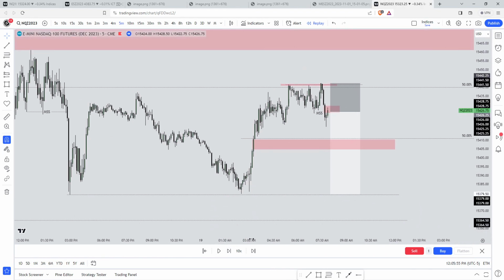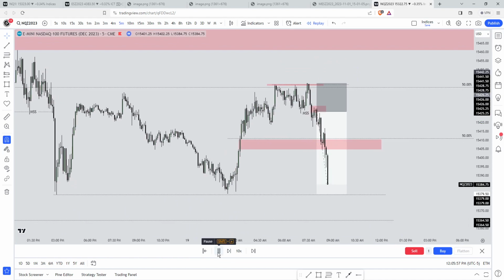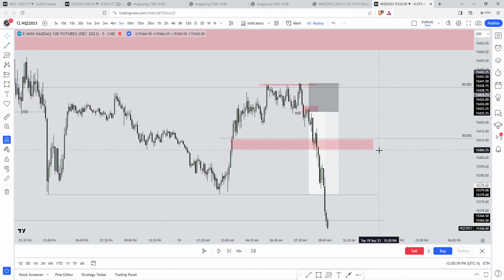So if you enter there, you can wait for price to trade lower, and you can see it takes out all of the liquidity beneath us. So that is exactly how to do top-down analysis using ICT's concepts.